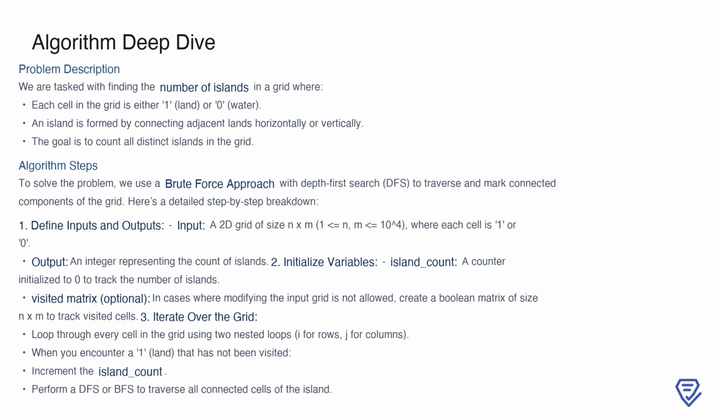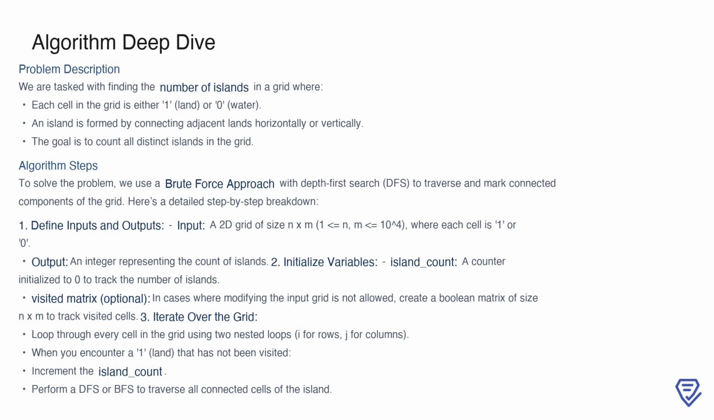To solve this, we can use a brute force approach that leverages depth-first search, or DFS, to traverse and mark connected components. Here's how the algorithm works. First, we define the inputs and outputs. The input is a 2D grid of size n by m, where each cell is either 1 or 0. The output is a single integer, representing the total number of islands.